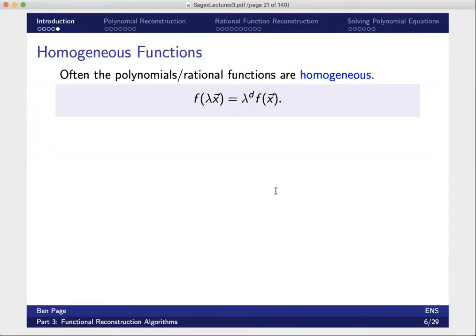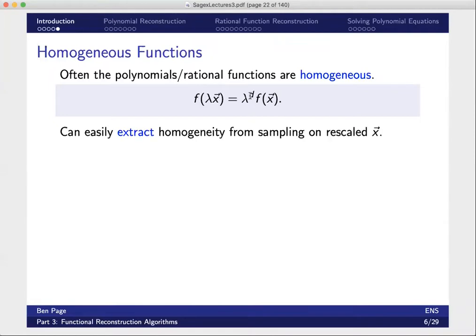So in general, if we have some function f that is homogeneous, we can take an input point x and scale that input point by lambda. And if it's homogeneous, then lambda will factor out with some particular power, the scaling degree d. And one useful thing to note is that we can actually numerically quite easily extract this scaling degree.